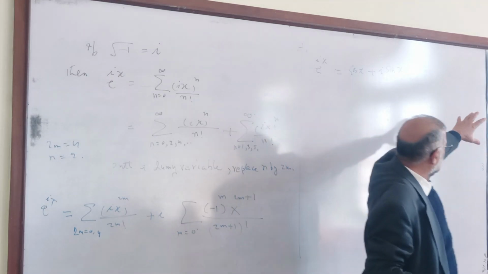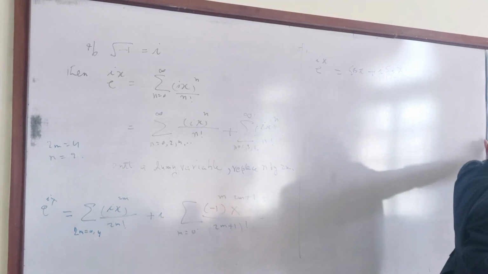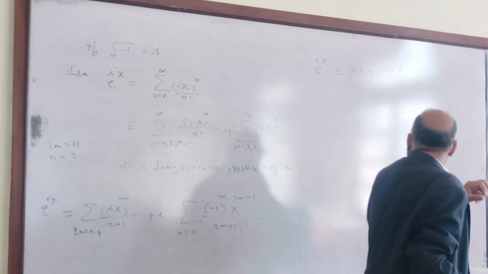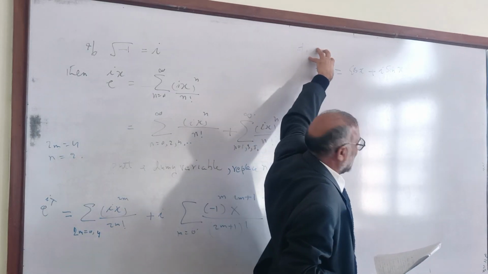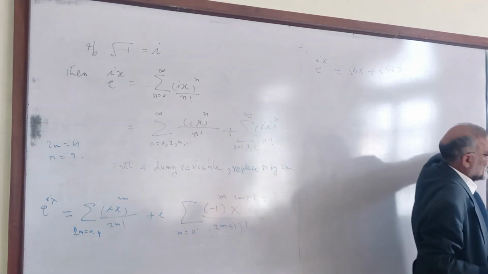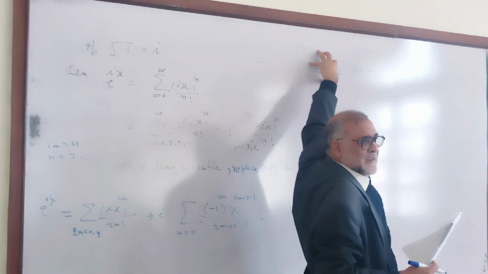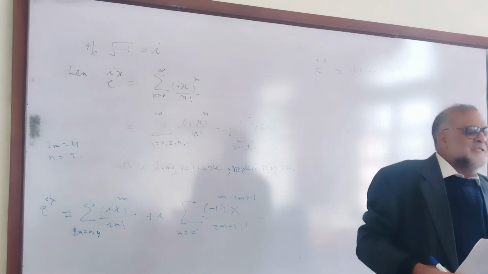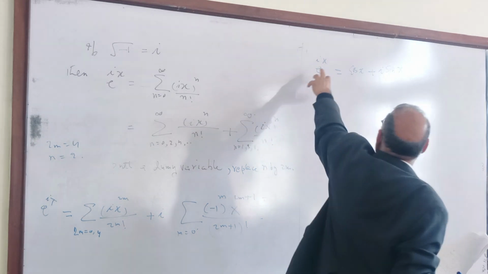Now we are going to write them in a compact form, writing both the series in a single symbol. Instead of writing this and this, I write only this. This is how you combine sine and cosine. This is the benefit of the complex variable ix.